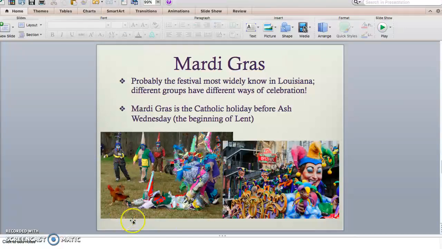I have a good picture of it right here. If you look right here, this guy is in a costume actually chasing a chicken, and you can kind of see some similarities like the bright colors and the costumes. If you look right here on this Mardi Gras float in New Orleans, they're also wearing costumes.